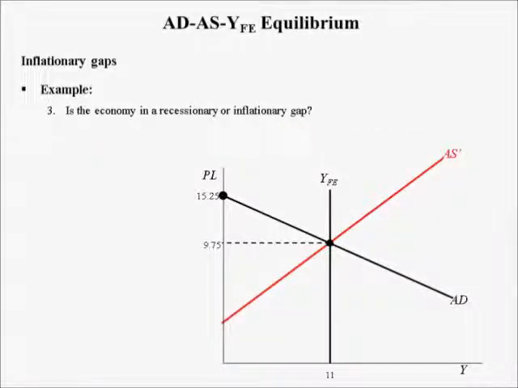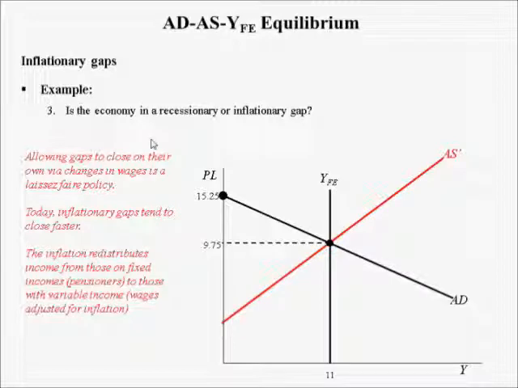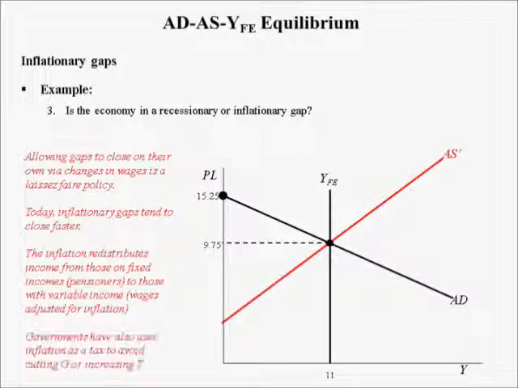Allowing gaps to close on their own via changes in wages is a laissez-faire policy, as I mentioned earlier. Today, inflationary gaps tend to close very fast. The inflation redistributes income from those on fixed incomes to those with variable incomes. Okay? Now, in some instances, it might seem like inflation is a good thing, right?